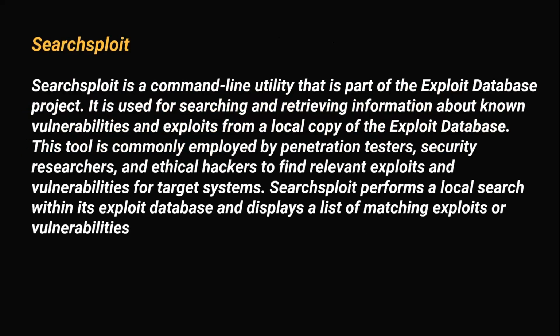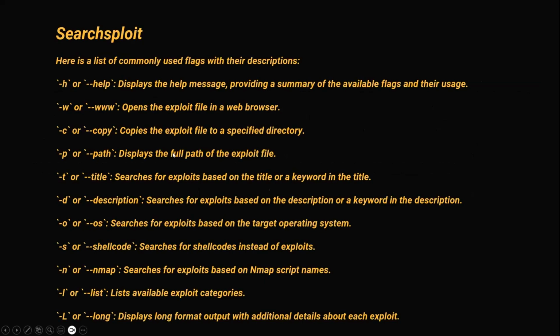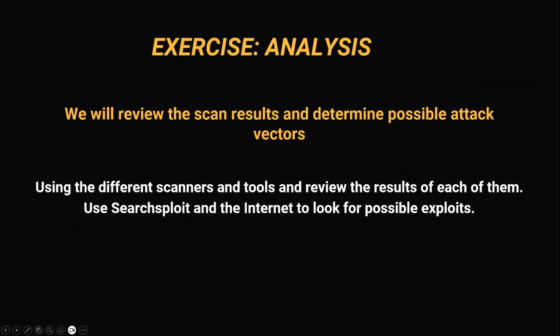So one of the tools we use to look for exploits is a tool called Searchsploit. It's a command line utility. It's part of the Exploit Database project, and it's used to search information about known vulnerabilities from the database and see if there's anything you can find. And then here's, again, just a list of things that you can use to help you narrow down your search with Searchsploit.